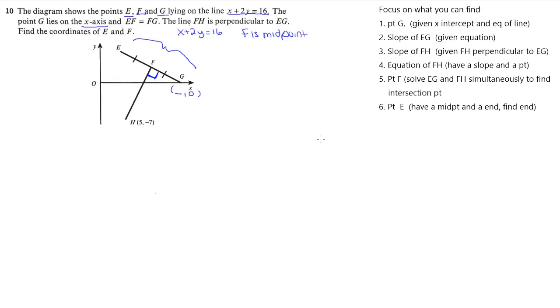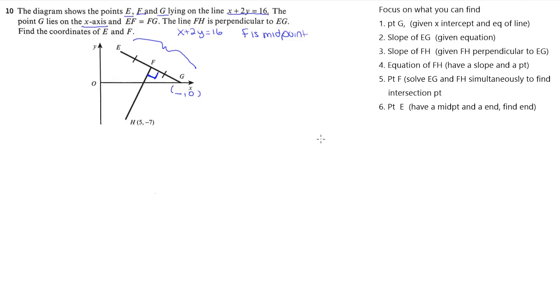In this case, you could find point G because we know that the value of y is going to be 0, so we can plug that into the equation and find out what the x-intercept is. We can find the slope of EG because we have the equation. Once we have the slope of EG, we can find the slope of FH because it's perpendicular. Once we have the slope of FH, we can find the equation of that line. And then we can find the point F because we can find the two equations and solve them simultaneously. And then E is an endpoint where we know the middle and the end.